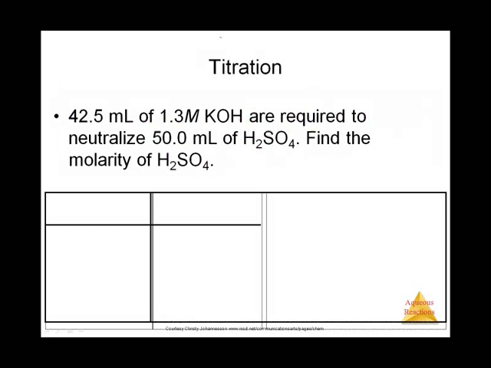So let's just take an example here. I have 42.5 milliliters of a 1.3 molar potassium hydroxide required to neutralize 50 milliliters of H2SO4. So H2SO4 is the stuff I have in my flask. I don't know what its concentration is. I'm trying to figure that out.